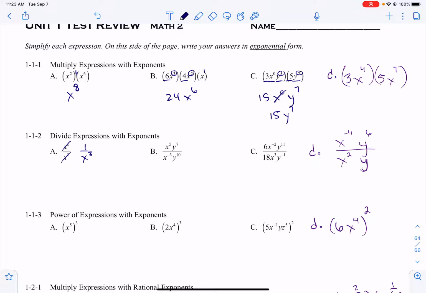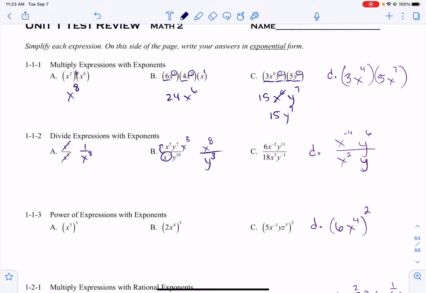On part B, I've got x to the 5th over x cubed. Well, that x to the negative 3 moves up, and now I have x to the 3rd on top. But I already have x to the 5th on top, so now I have x to the 8th on the top. My y's, I have y to the 7th on top, y to the 10th on the bottom, so when they cancel, I'm left with y to the 3rd on the bottom.